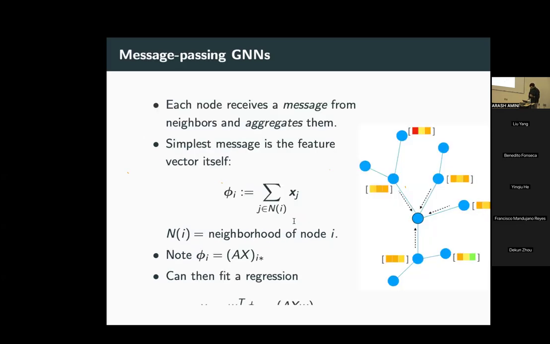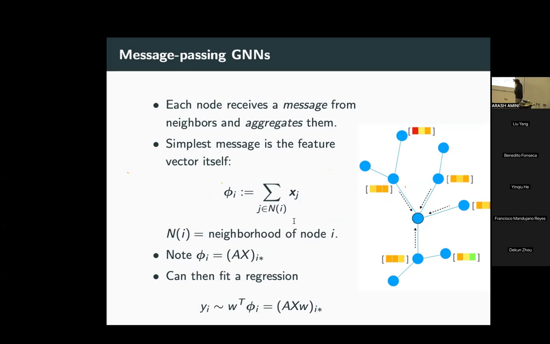So let me tell you what a GNN is. The way that a GNN would approach this is via a sort of message passing. Each node receives a message from its neighbors, and it aggregates the messages, and based on that, predicts the label of the node.